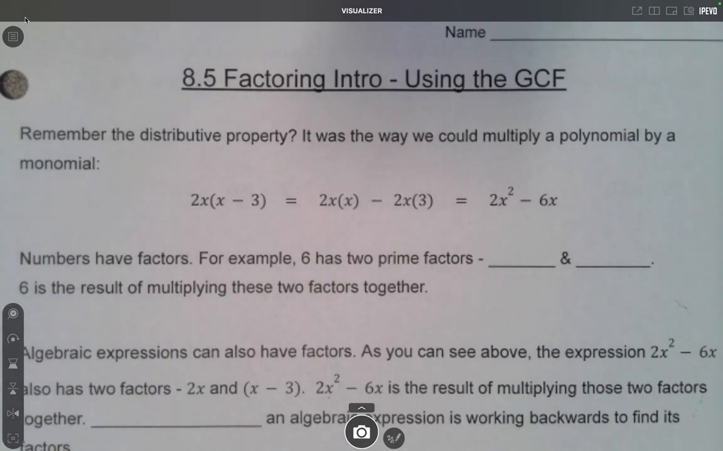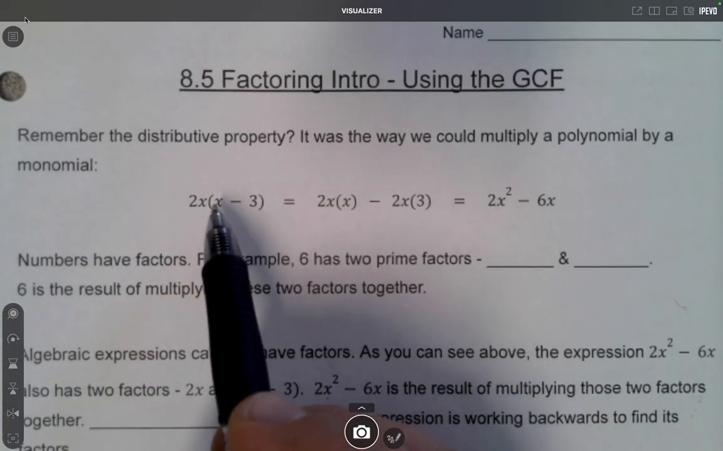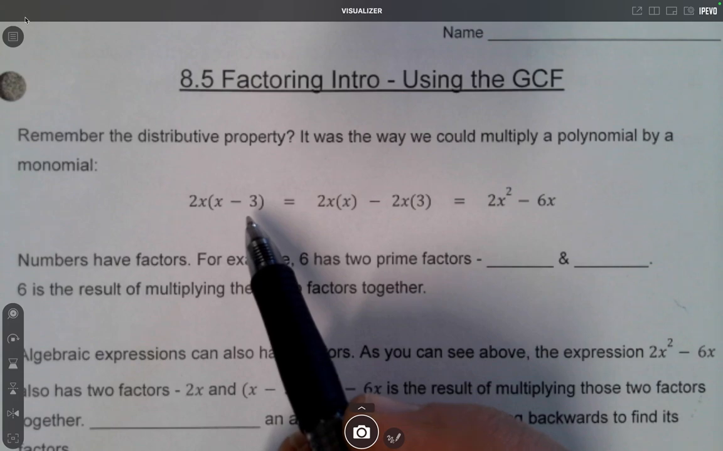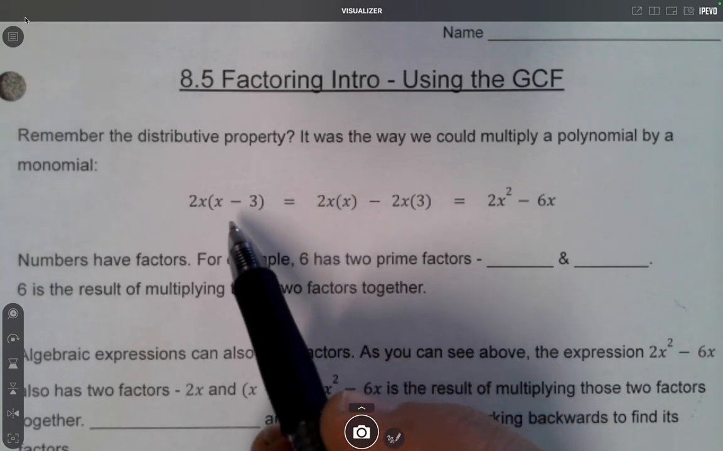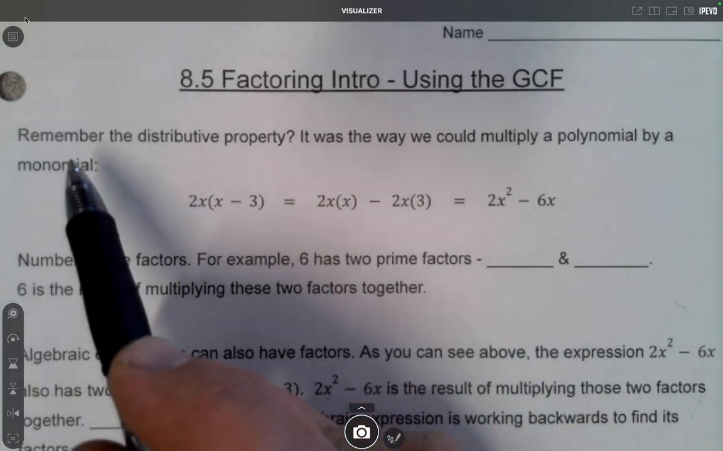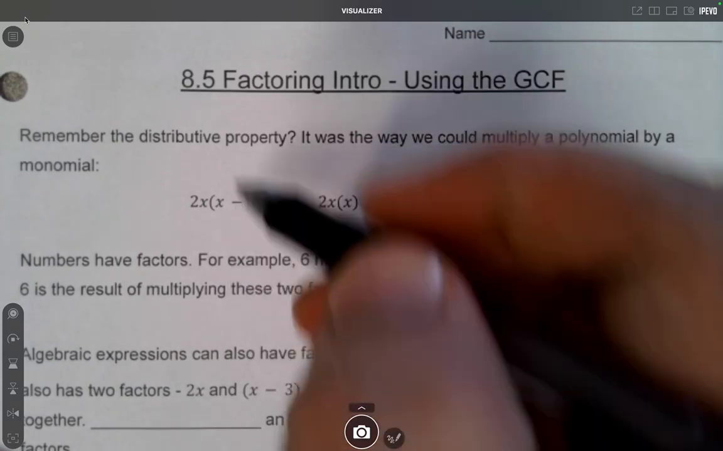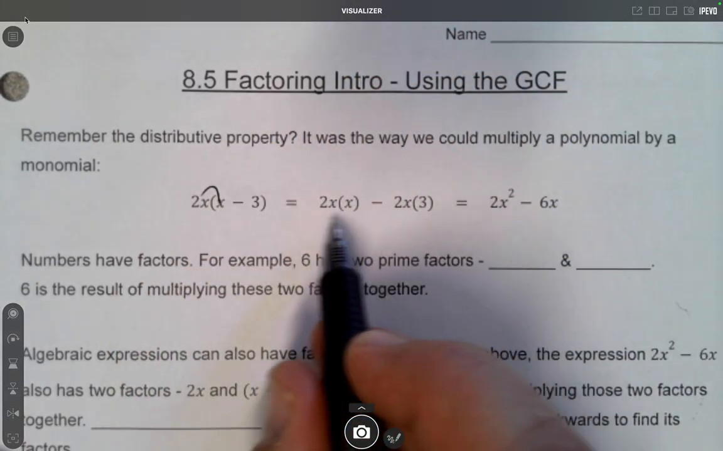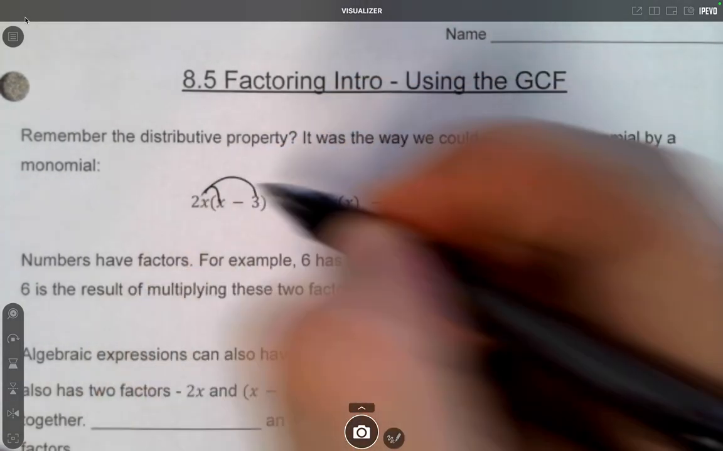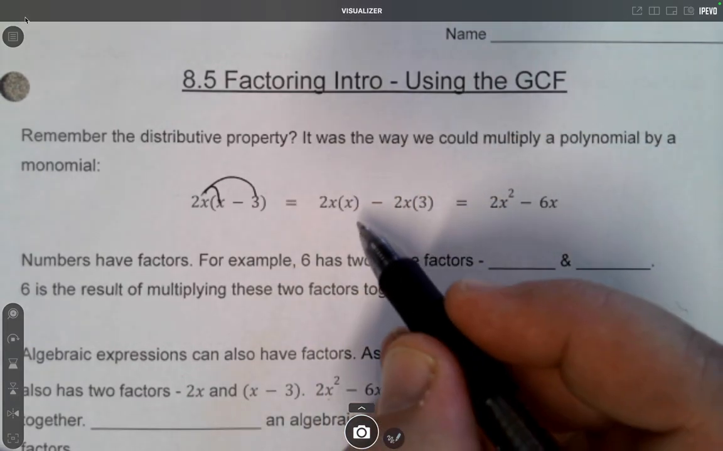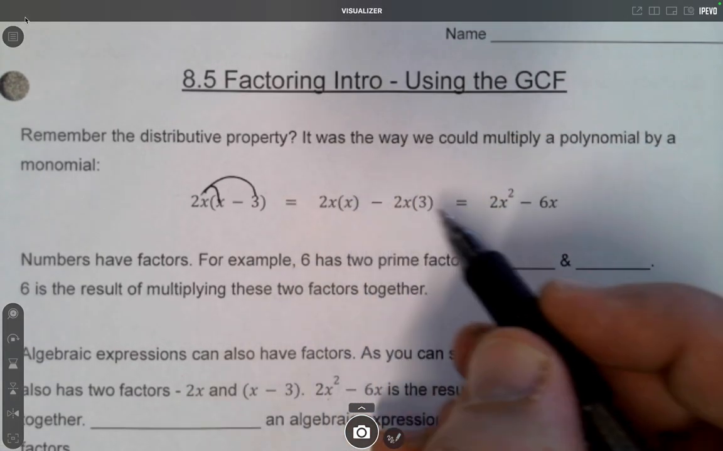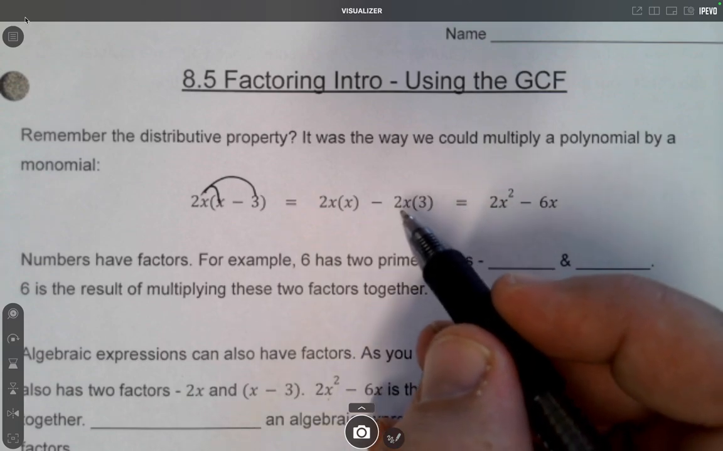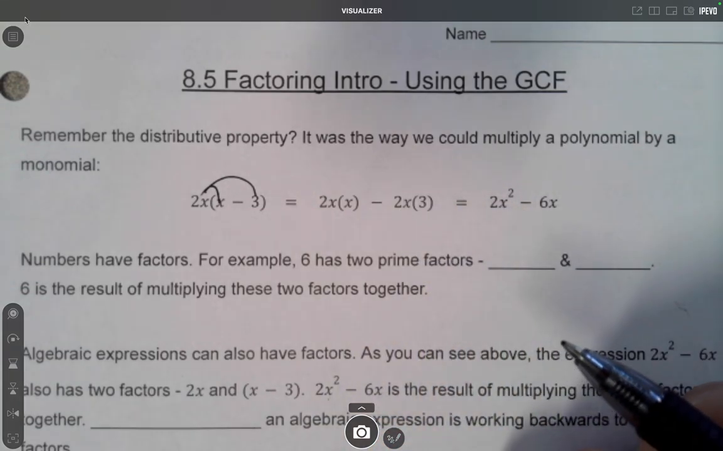So hopefully you remember the distributive property. It was the way that we could multiply a polynomial, like x minus 3, which has two terms. If it has two or more terms, it's a polynomial. One term is a monomial. As you remember, we do 2x times x, which you see right there, minus 2x times 3, which you see right there. 2x times x is 2x squared. 2x times 3 is 6x.